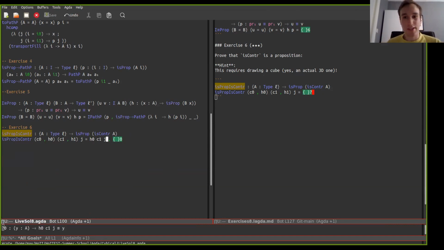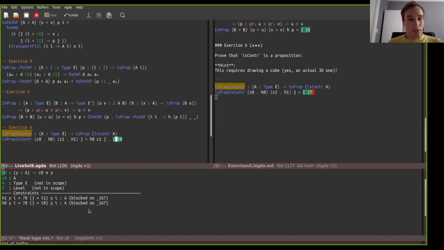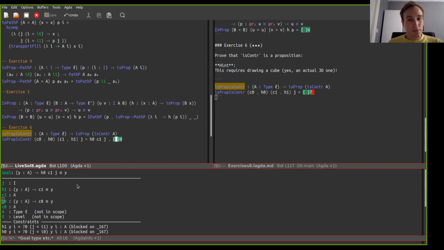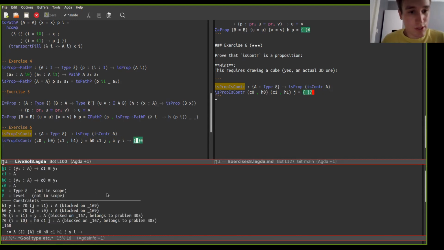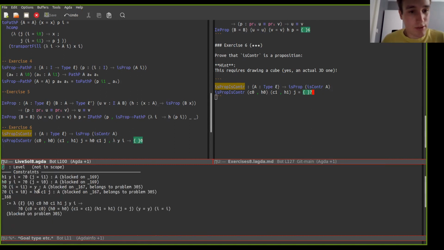Yeah. Is that clear? So H0 is the proof that everything else is equal to C0, right? So if we plug in C1, we get a proof from C0 to C1 and then a J. So yeah, this gives us the desired path. And then this is the really tricky part. And yeah, so let's just refine, and we look at the constraints. And we got 4 of them.